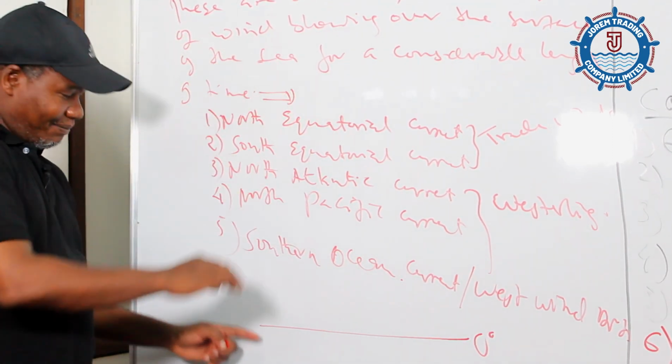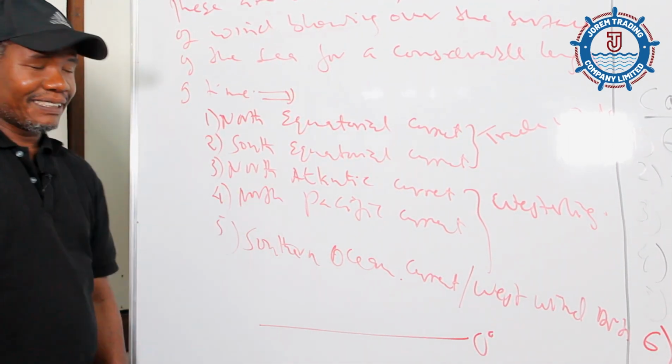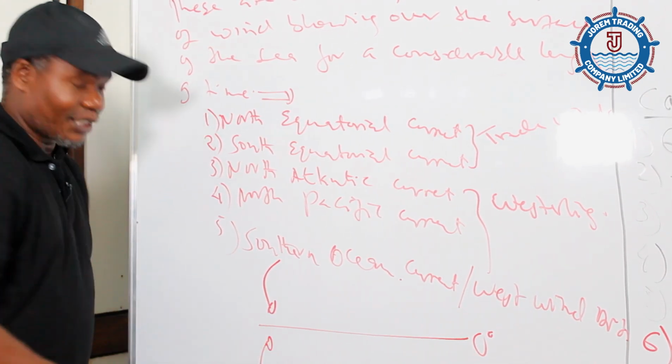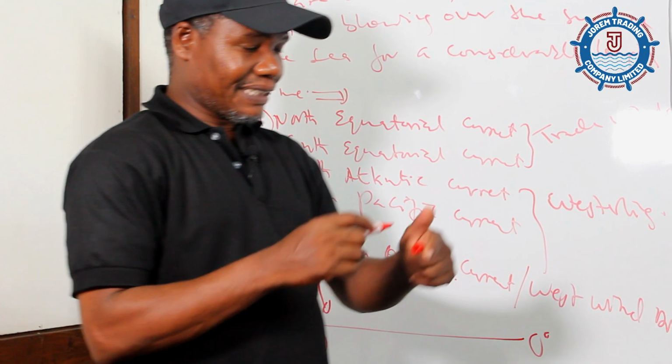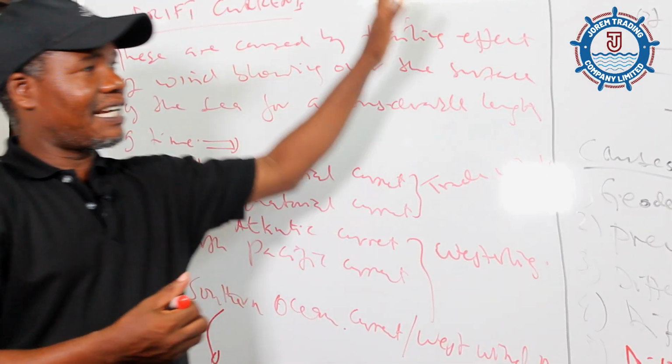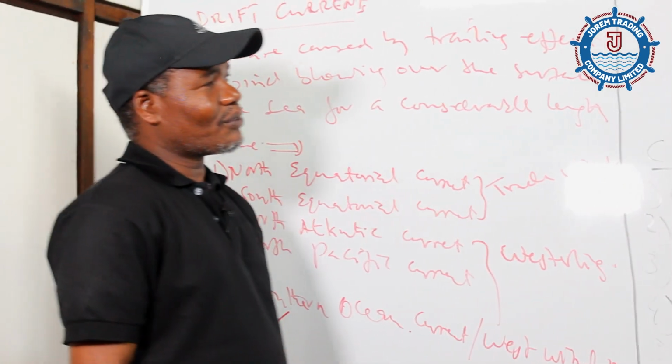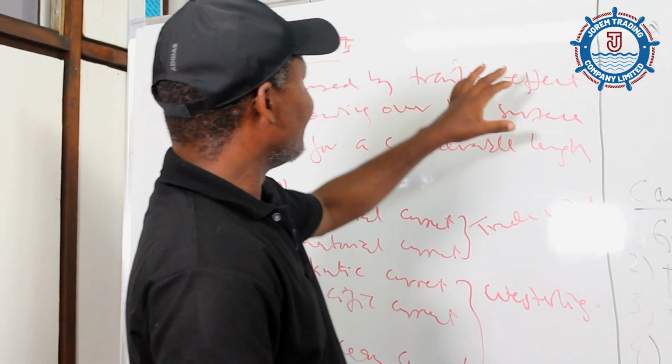They're going clockwise, and below the equator they're going anti-clockwise. You can see this kind of circulation because of the Coriolis force deflecting to the right in the northern hemisphere and to the left in the southern hemisphere. So these are some examples of the drift current.